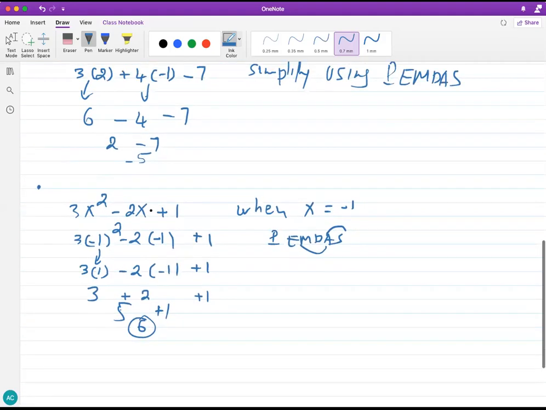Okay, so that's how you evaluate an expression given a value. Plug it in. This is an algebraic expression.